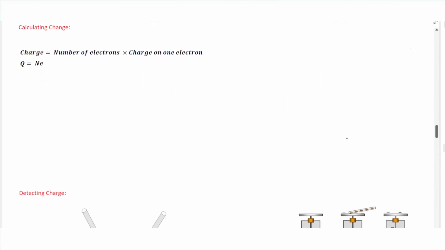Now, how can we calculate the charge on an object? The charge we call Q is equal to the number of electrons, which we call N, multiplied by the charge of 1 electron. This charge of 1 electron we call E, and it is equal to 1.6 times 10 to the power of negative 19, and the unit is coulombs. This number is not required to be memorized.